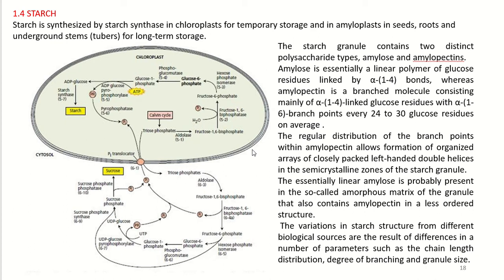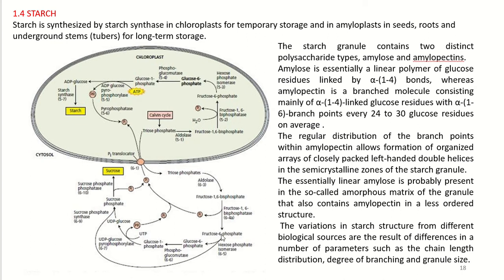So the variation in starch structure: wherever you find starch, in any biological source, there is a variation in amylose and amylopectin proportions. What other differences are found in any starch component? There are three things. As I said, amylose and amylopectin proportion. Another parameter is chain length: how much chain length distribution is found? How much degree of branching is found? And another thing, if you see under the scanning electron microscope, what is the granule size? This is all about the starch structure.